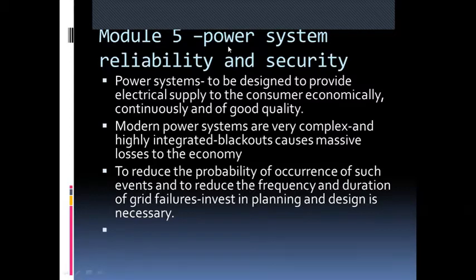We have to understand the power system reliability and security. The power system authority should always ensure reliability. So they have to be designed to provide electrical supply to the consumers economically, continuously, and of good quality. Power quality should be good without any distortion. And they also have to dispatch the electrical power economically, and it should be continuous.